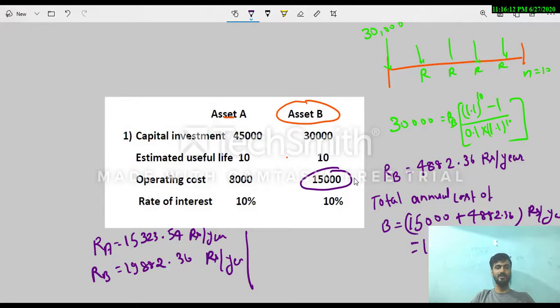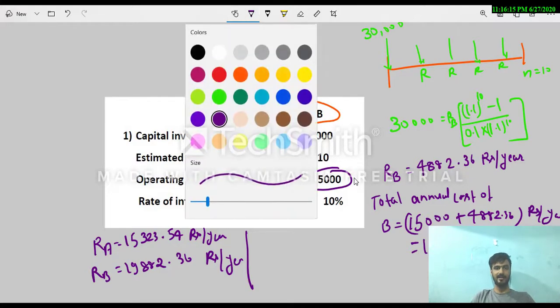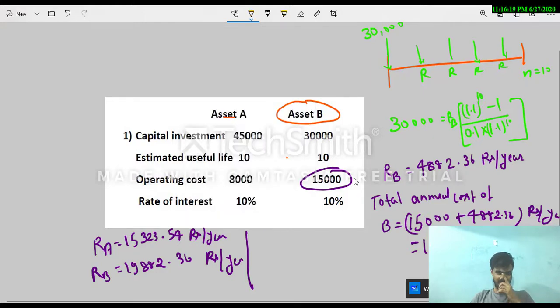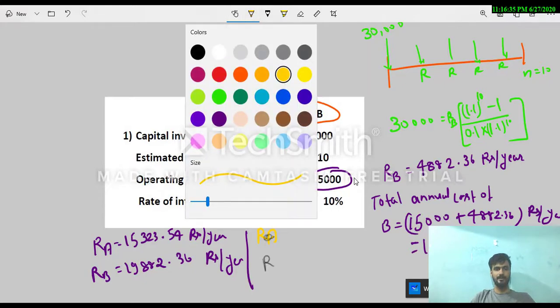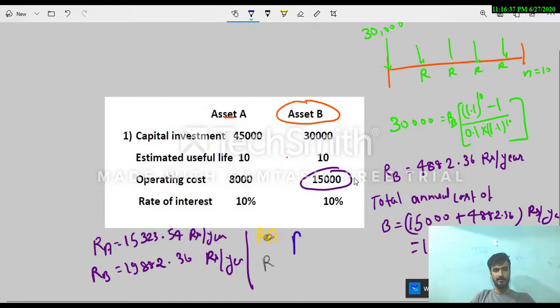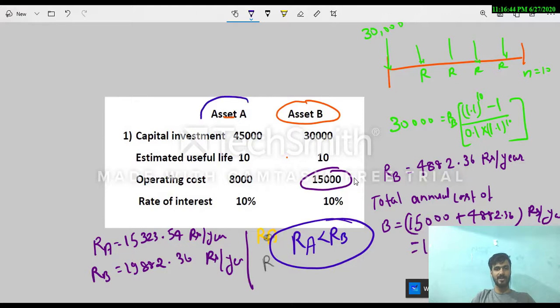So now what is the conclusion here, that you have to understand? Actually you have calculated the annual cost for both the assets A and B, and you have seen here the annual cost for asset B is more as compared to annual cost of A. So here you can write RA is less than RB. So which project will be more attractive? Project A will be more attractive.